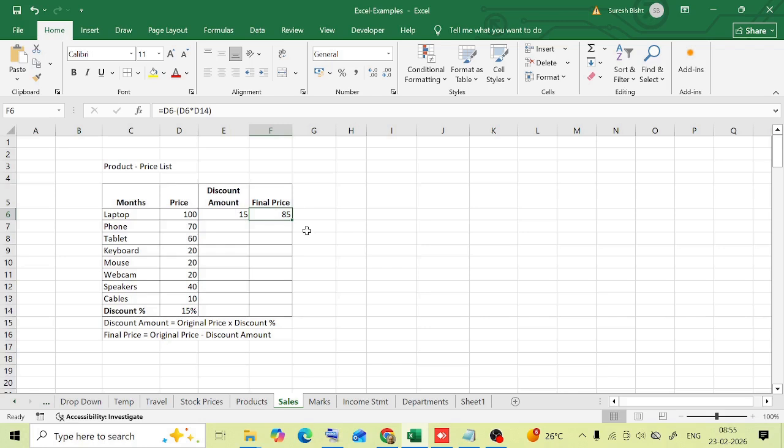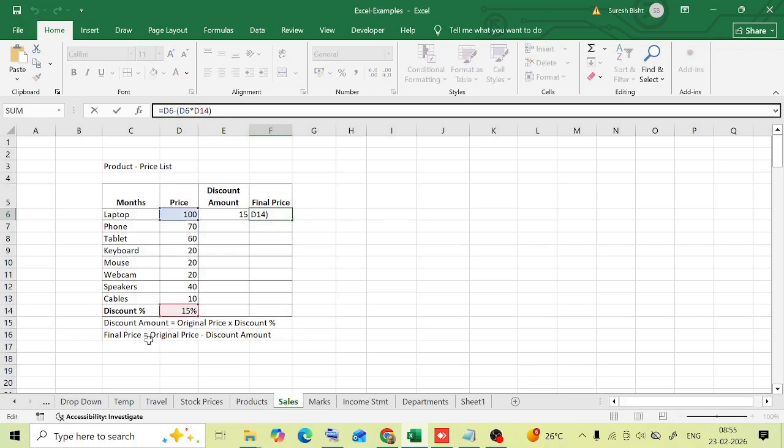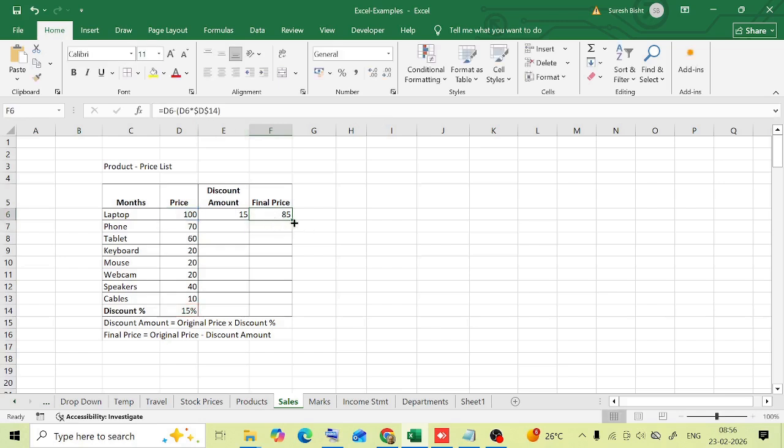Now I can apply the formula to multiple rows by just dragging it down, but D14 is the discount percentage and we need to lock it because Excel by default uses relative referencing. So when I copy the rows, it will change this cell, and we don't want that. We want D14 to remain locked because that is the discount percentage. So I'll say $, and now I'll drag it across to the other products. Sorry, not to the discount percentage. I've covered referencing in another video. Please find the link.